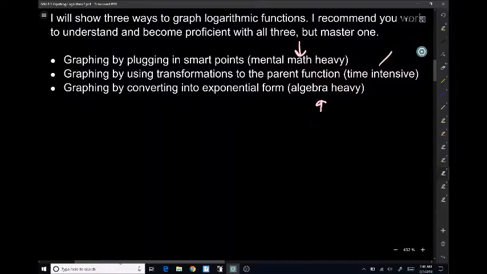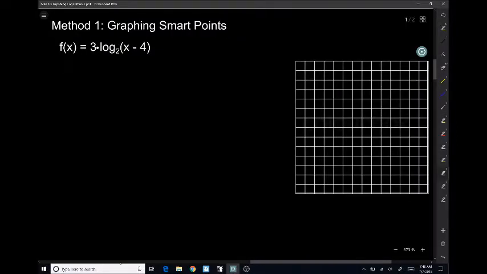This is probably the one that people do the least, but every class there's always 1 or 2 students that prefer it this way. So here's another example of graphing by plugging in smart points. I'm going to pick numbers to plug in for x that are going to come out clean as I try and graph this. Again, I'm moving the x and y axis way far to the left because I don't worry about negative numbers. This isn't going to be able to go negative.